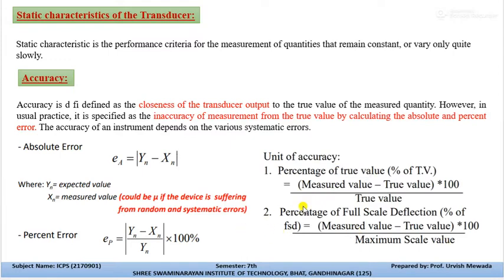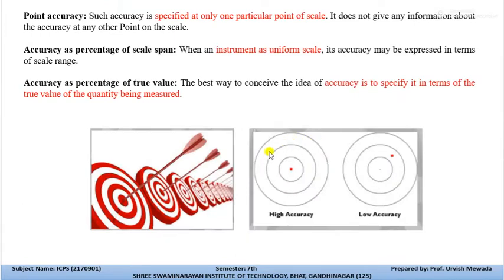From this we can also define the percentage error. Percentage error can be calculated when we measure the value and compare it with the expected value from the instrument: yn minus xn upon yn into 100. You already studied all these characteristics in measurement, but here we are just recalling the definitions. Now this accuracy can be elaborated further.